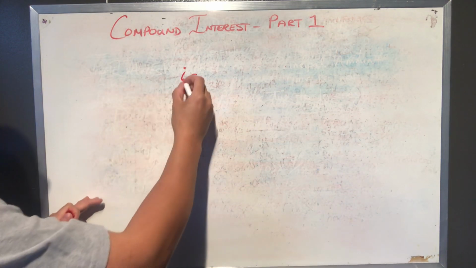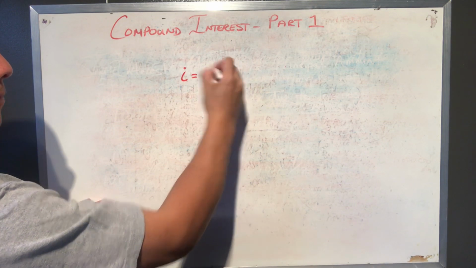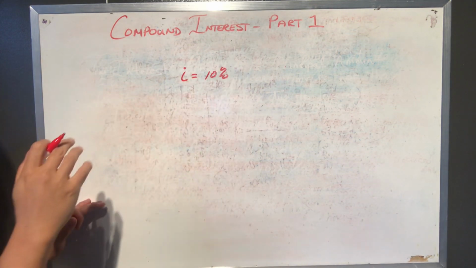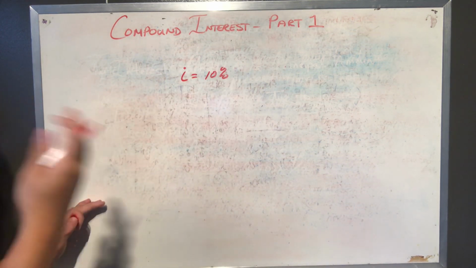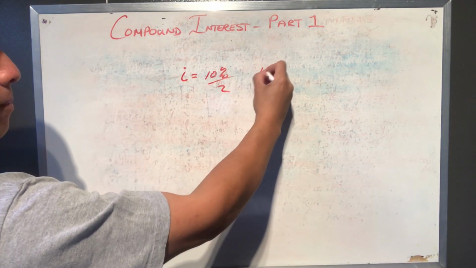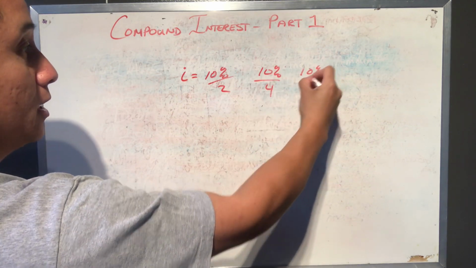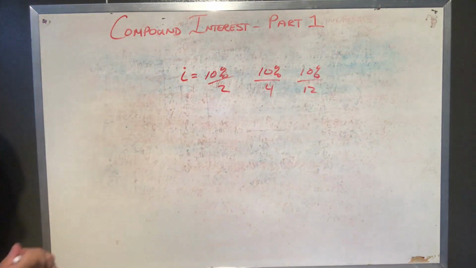So let's say, for example, I is equal to 10%. If interest is compounded semi-annually, then it will have to be divided by 2. If it's compounded quarterly, then it will be divided by 4. If it's compounded monthly, then it will be divided by 12.